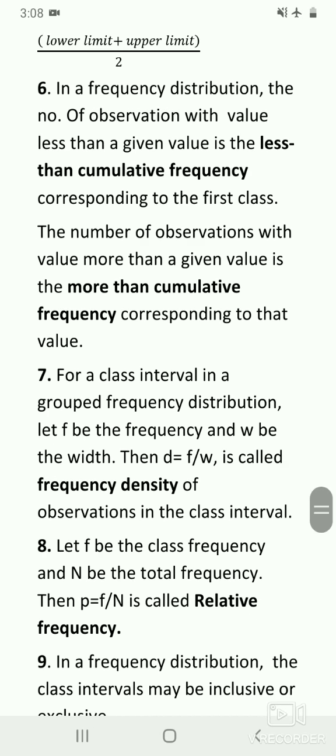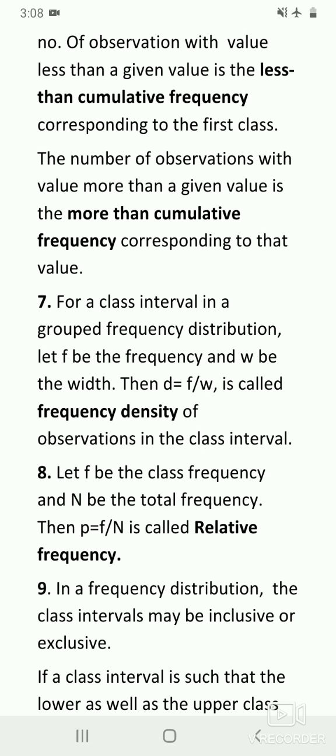So how to calculate less than cumulative frequency and more than cumulative frequency, because later when you will be calculating median and all, we have to use less than cumulative frequency. So we'll see it when we are solving the problems.